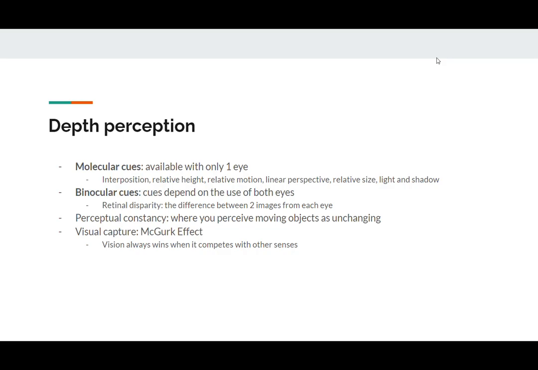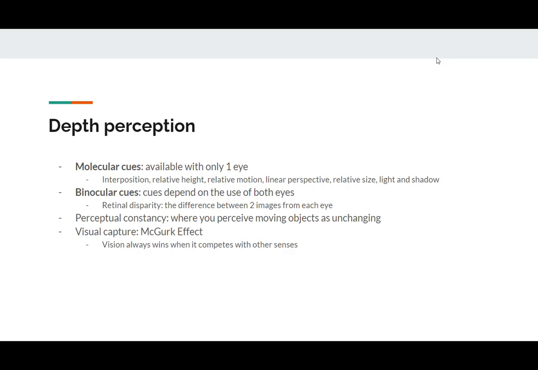So imagine viewing a car that is approaching you. You know that the car isn't getting bigger, but it appears like it is, since it's getting closer to you. This is an example of perceptual constancy, where you perceive moving objects as unchanging.